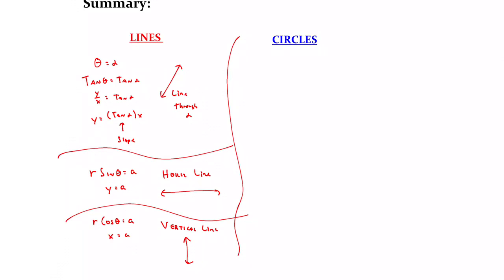Now with circles, what do we get as an example? We could get r is equal to some value of a. That's where we would square both sides, and then convert that to rectangular to get x squared plus y squared is equal to whatever that a value is squared. That'll be centered at the origin with a radius of a. So there's one example.